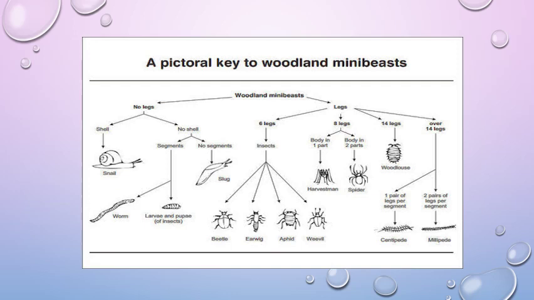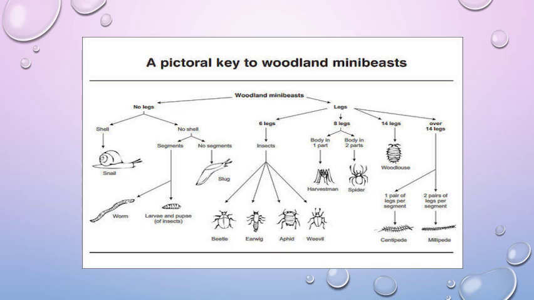Okay, so the first couplet is no legs and legs. If no legs, then the next couplet is shell and no shell. If the organism has a shell, then it must be a snail. And you can see the picture of the snail is also given. And if there is no shell, then the couplet is segments or no segments. If segments, then it will be a worm, and if no segments, then it's a slug.